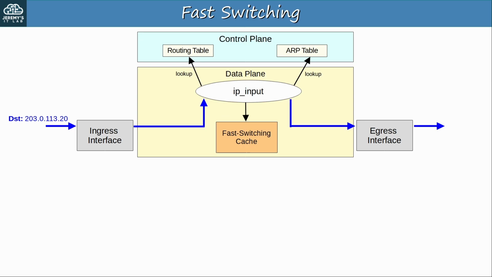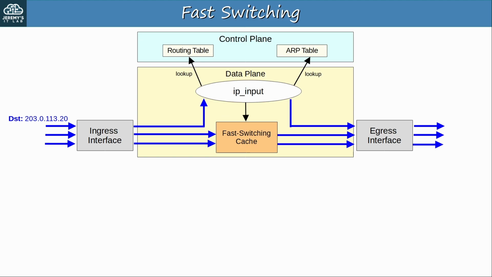Now, in the router's memory, it has stored next hop information for this destination, 203.0.113.20. So, when another packet for that destination arrives, there's no need to do lookups in the routing and ARP tables. The next hop information for that destination is already in memory, so that information is used to forward the packet. And the same thing is done when another packet for that destination arrives.